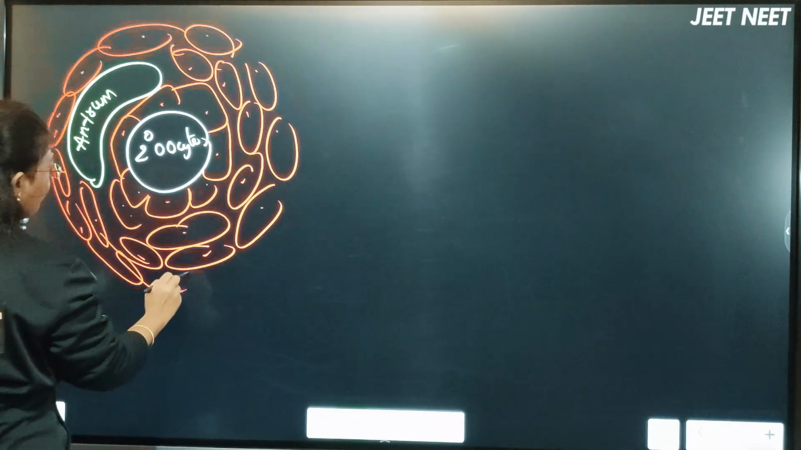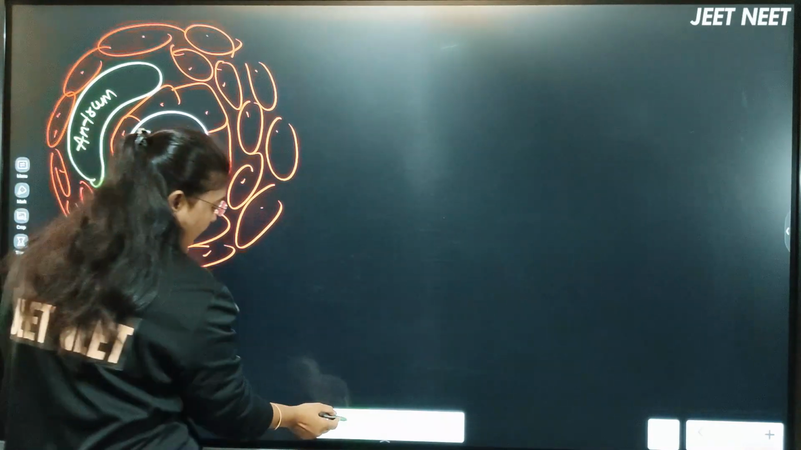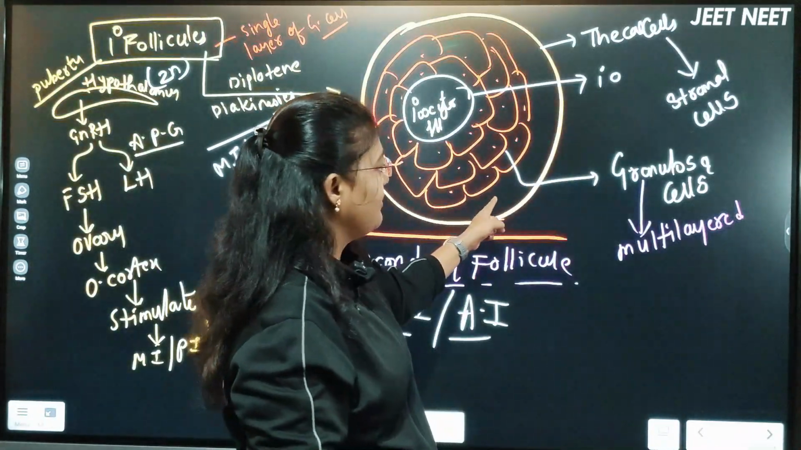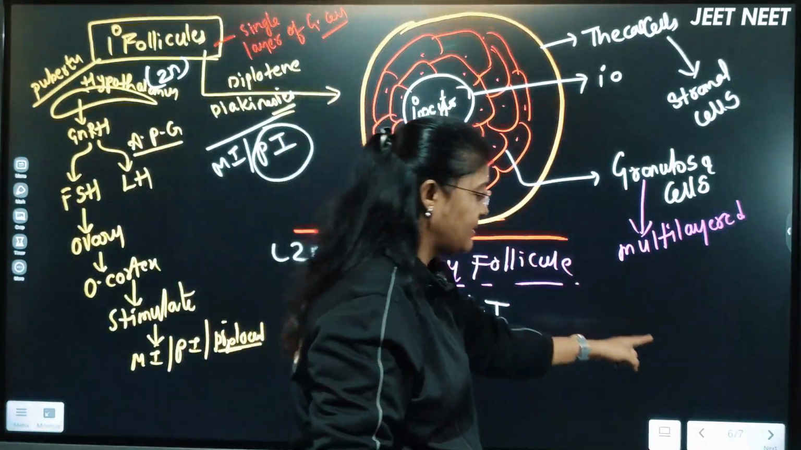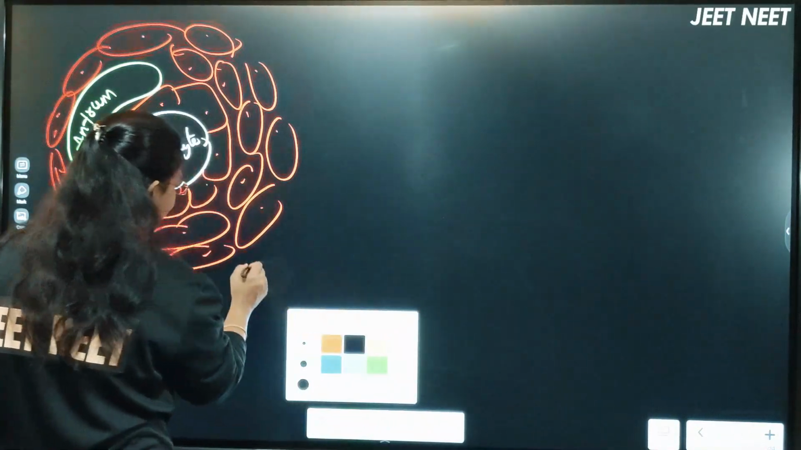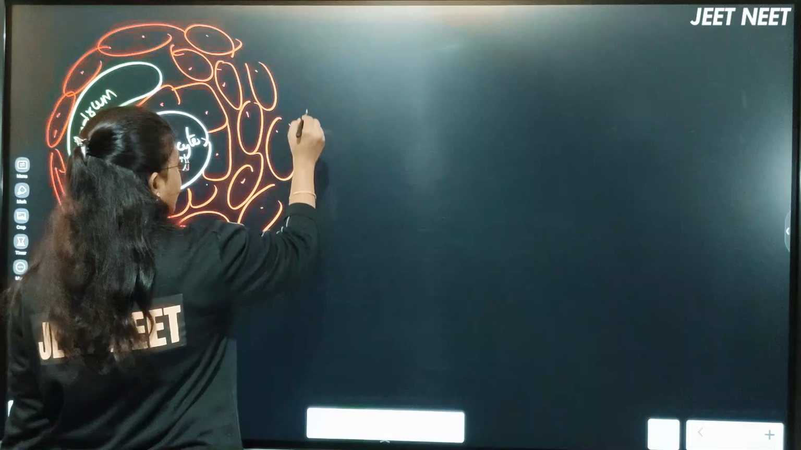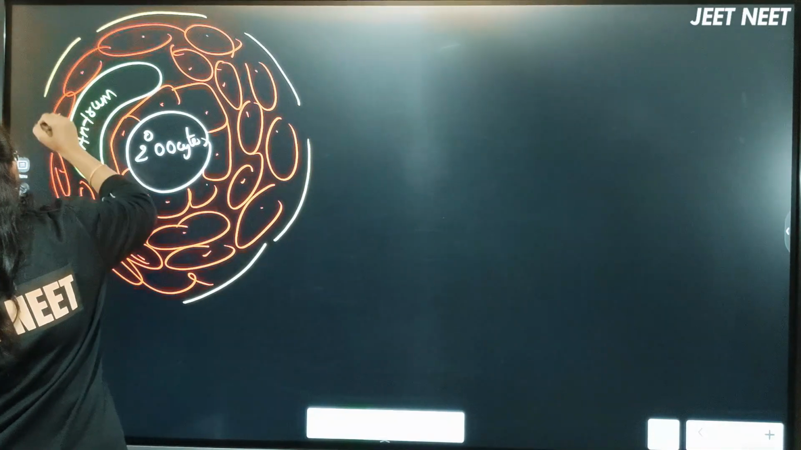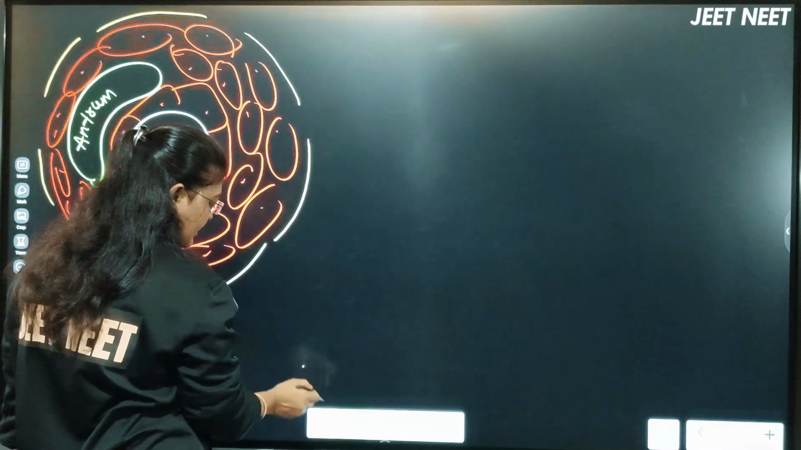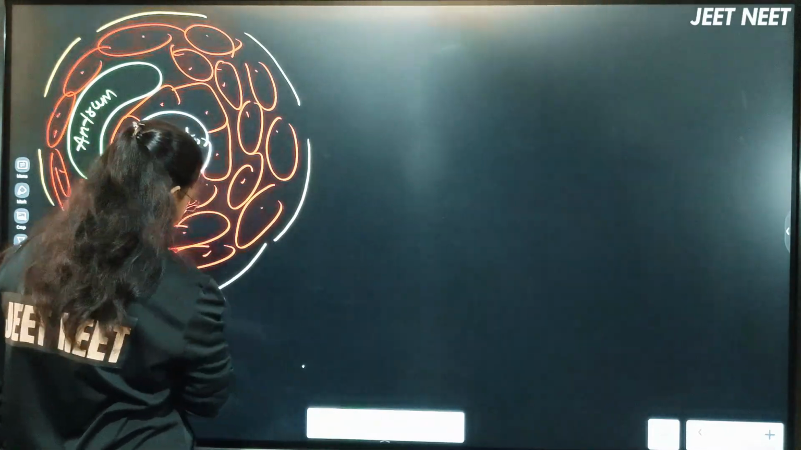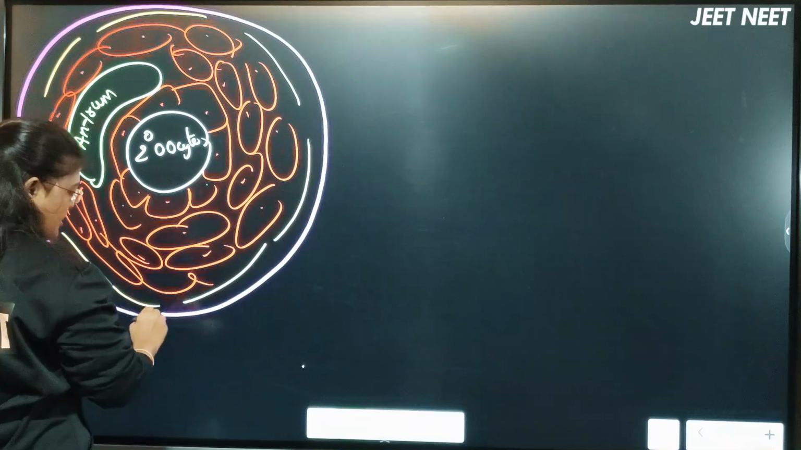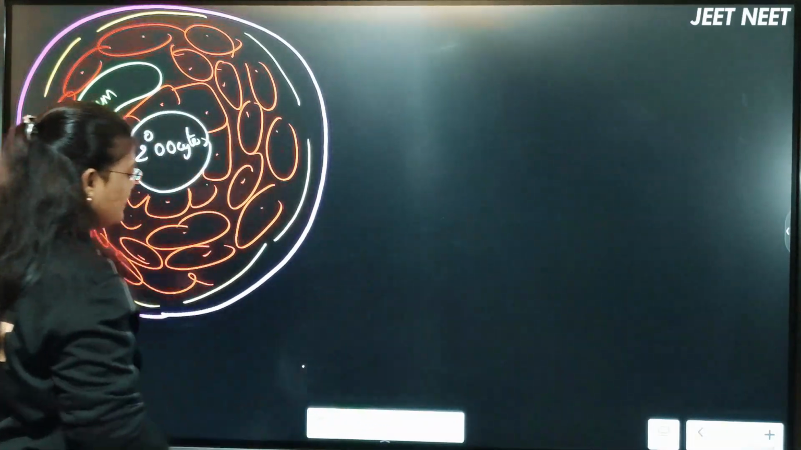What structure am I drawing here? Tertiary follicle. These are the granulosa cells, and the theca layer is there now, right? In the previous page we discussed that theca cells are present. These theca cells get divided into the theca interna layer, this is the theca interna layer, and then one more called the theca externa. Imagine now this is the theca externa, right? Now I'm going to write this.